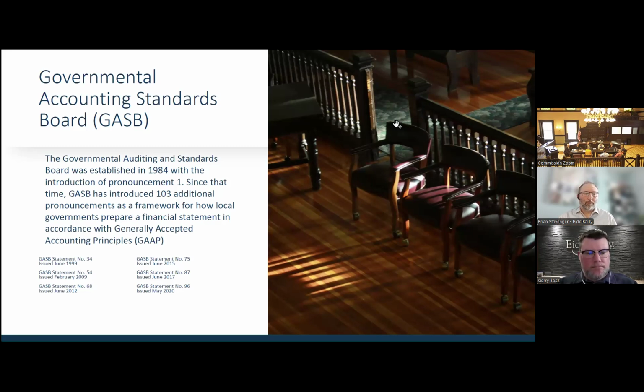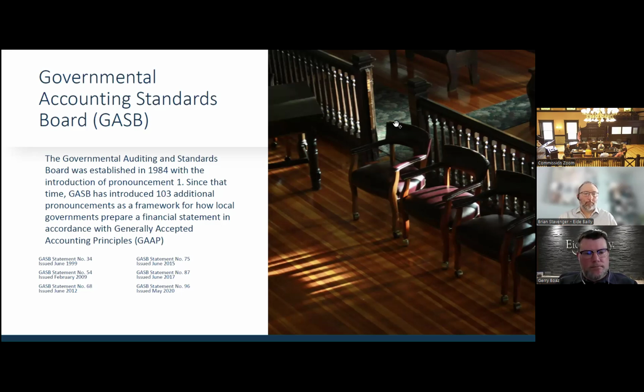GASB 68 amends another statement and establishes standards for measuring and recognizing liabilities, deferred outflows of resources, deferred inflows of resources, and expense or expenditures related to pension plans. So this is commonly referred to as pension liability under CAPERS, and CAPERS is specific to the state of Kansas.